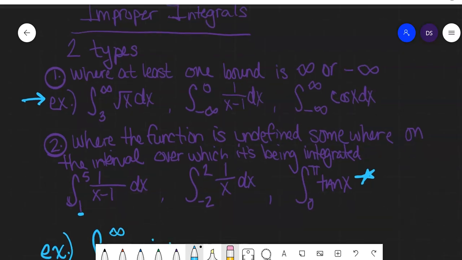The first type is where at least one bound is infinity or negative infinity. So I gave you three examples showing one with positive, one with negative, and one with both. The one with both here at the end, the cosine x dx, it's kind of rare to see that, but we'll probably do one or two just so you can see how to work with it.